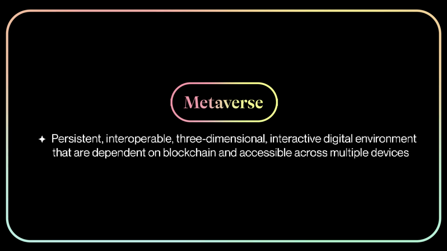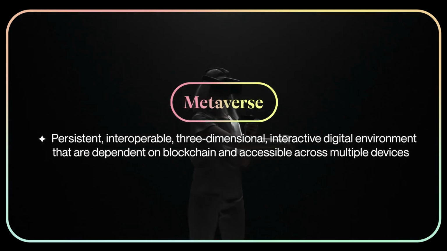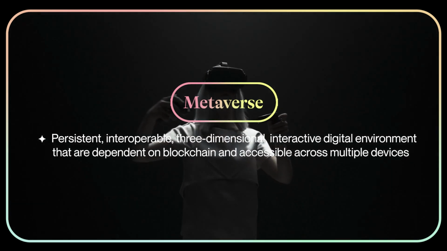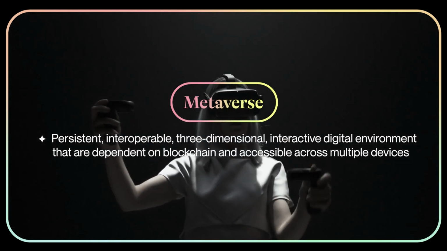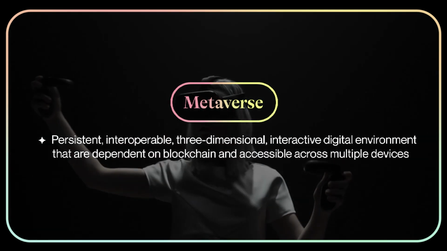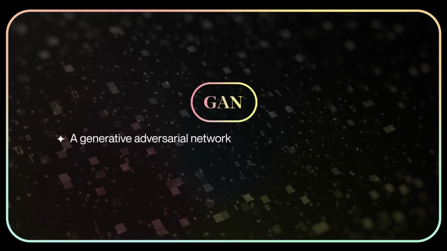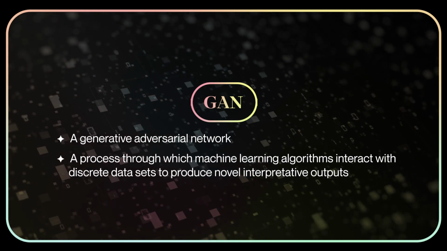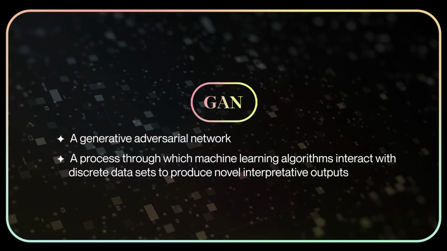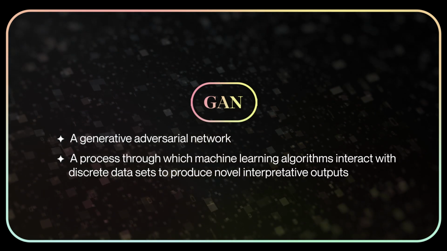Metaverse. These are persistent, interoperable, three-dimensional interactive digital environments that are dependent on blockchain and accessible across multiple devices. GAN, a generative adversarial network, a process through which machine learning algorithms interact with discrete data sets to produce novel interpretive outputs.